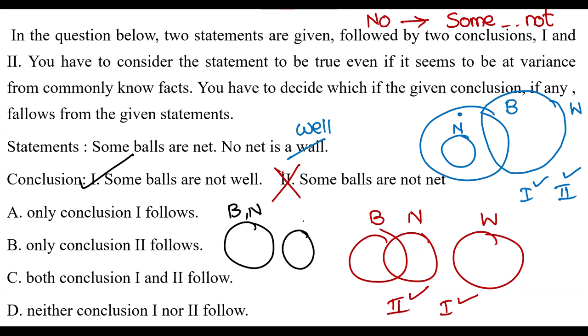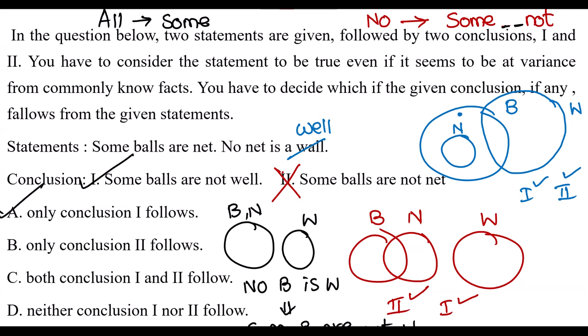No net is well. No ball is well also, "some" is taken: some balls are not. Some not. Whenever "all" is there, we can take "some". Whenever "no" is there, we can take "some not". Some balls are not well. So only conclusion one follows, not the second one.